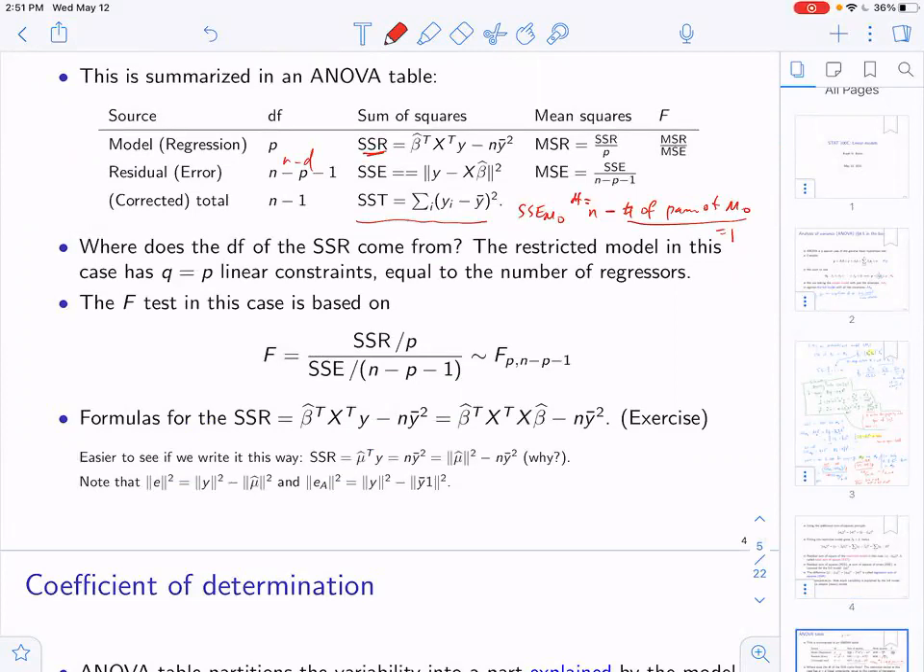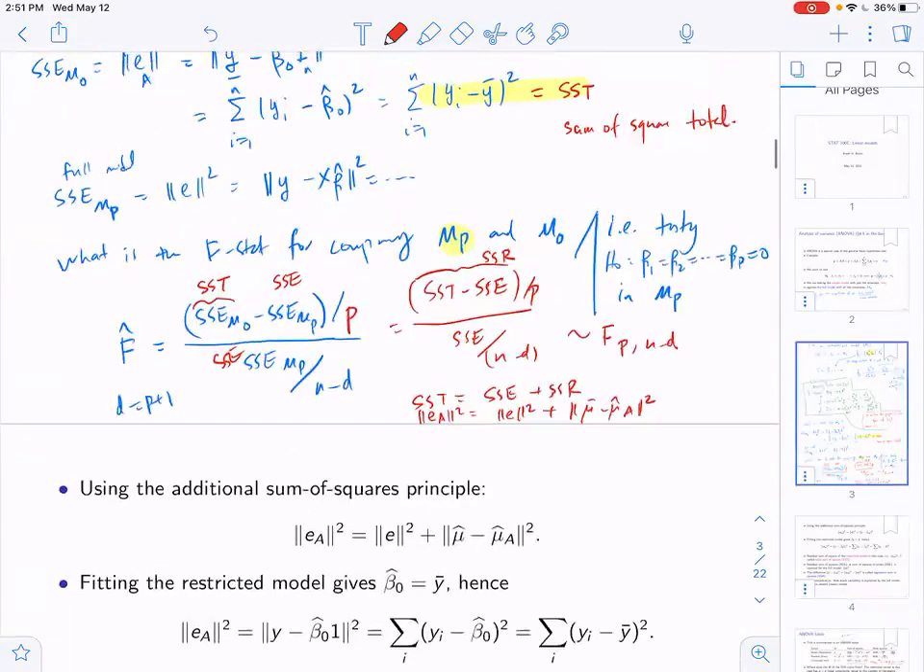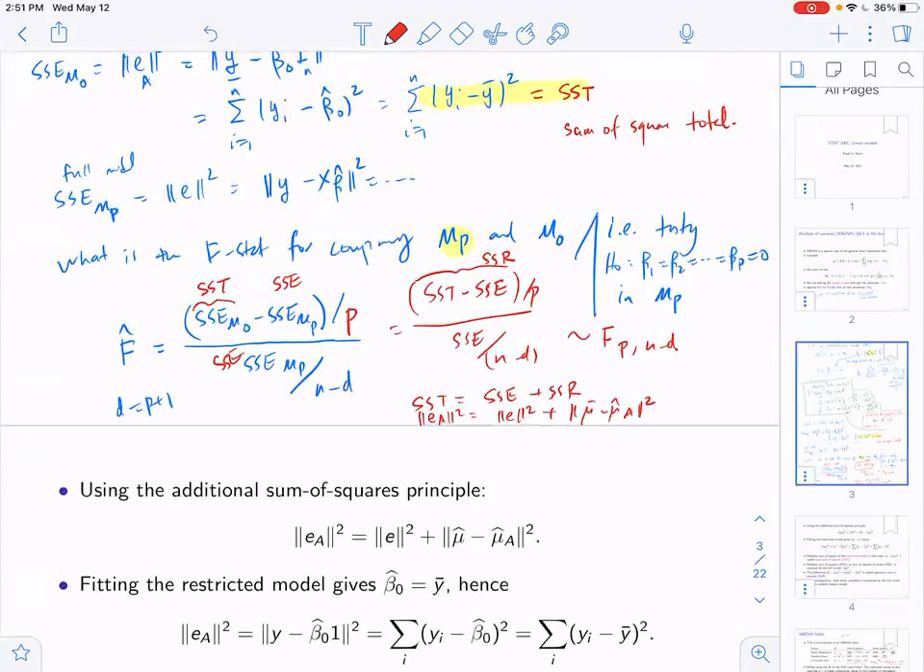You probably have seen this type of table or this type of analysis before, but hopefully you now understand where it all comes from. It's nothing special, it's just a special case of the development that we had so far.